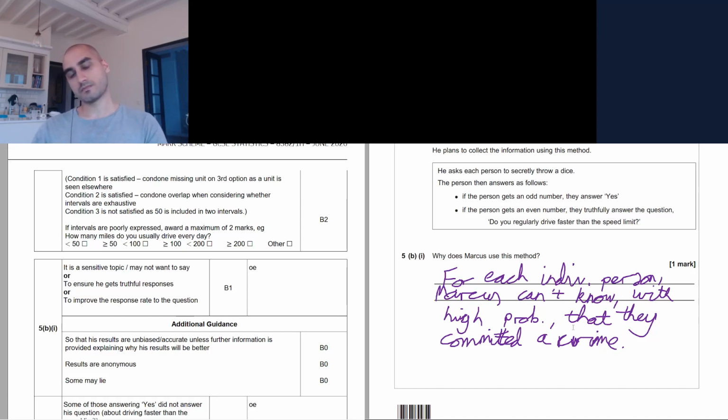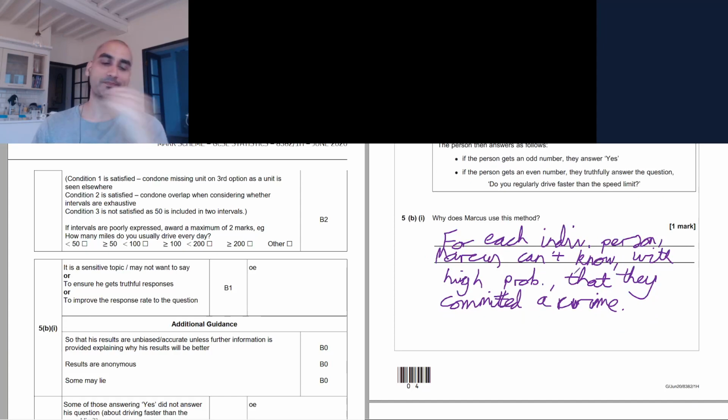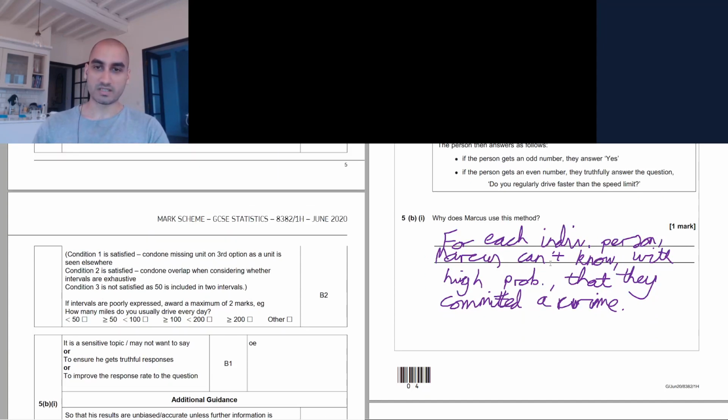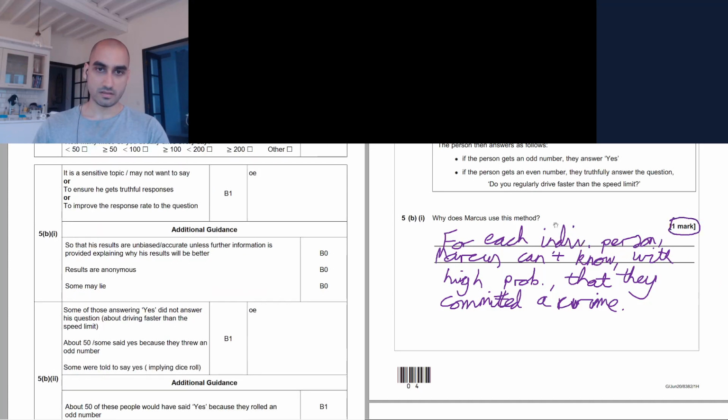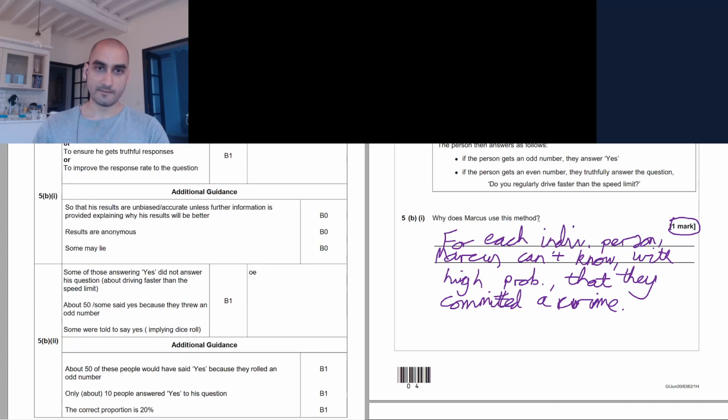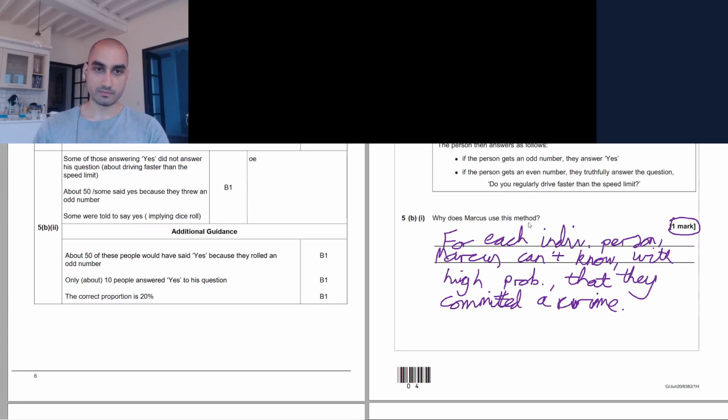I think I got that first sentence there. It is a sensitive topic, may not want to say. That's kind of what I'm saying, but in a very different set of words. But it's these one marker questions that are so confusing to mark. I think I got that mark. I'm giving myself that mark, but I don't know for sure what I would have got. But I think it's just a rewording of their first point. All right, B2.